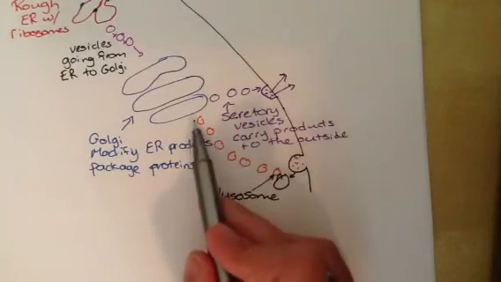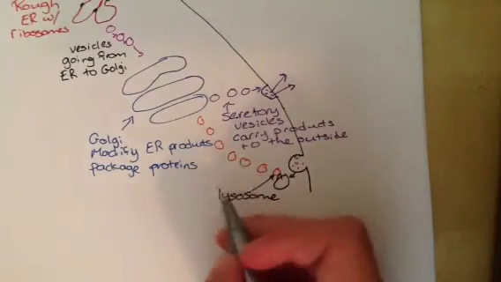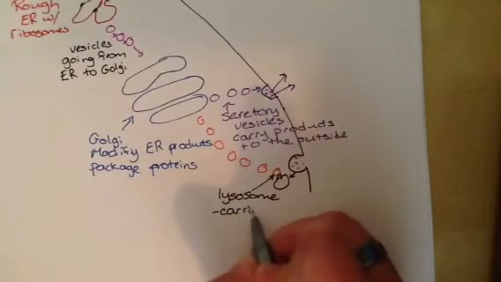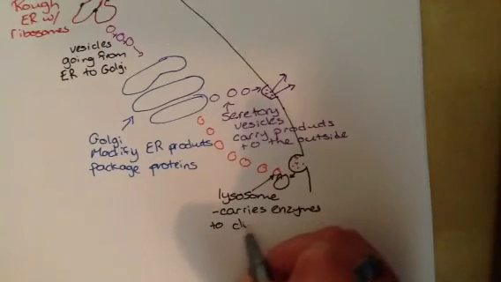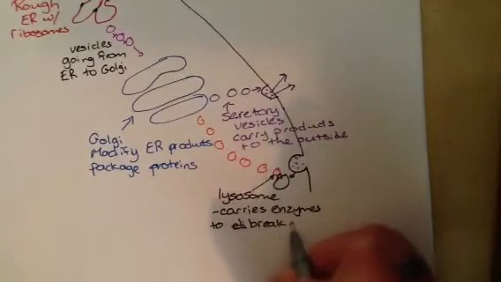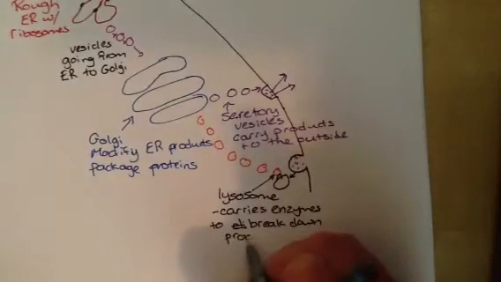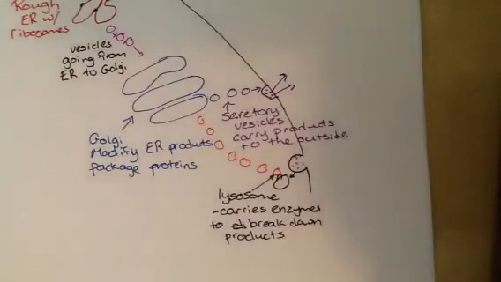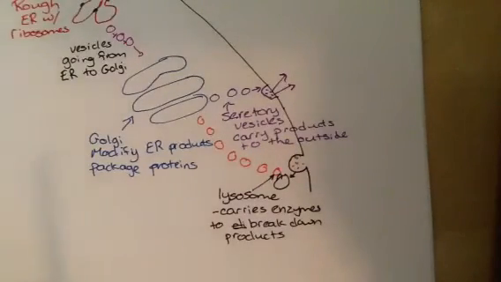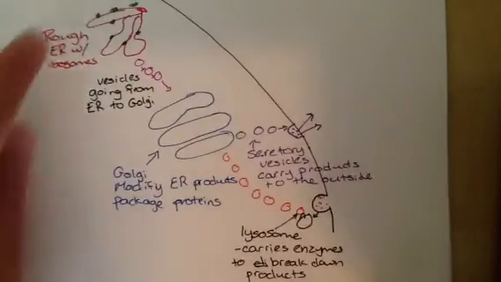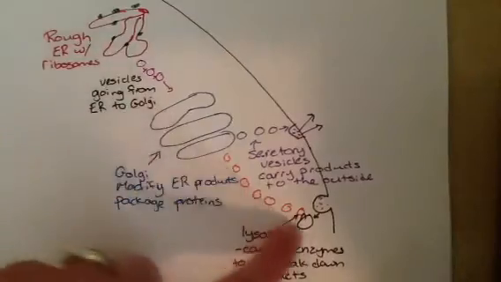Okay, so it's going to come off with all of its products, and what the lysosome does is it carries enzymes to break down products. Okay, so that's what the lysosome does. So this is stuff that I want to break down and maybe use in my cell. So it might be a piece of a protein and I want to use the amino acids, or it might be some food and I want to break it down to use for energy. Okay, so those are all the options of things that can happen when you start with a protein and the path that it can travel.